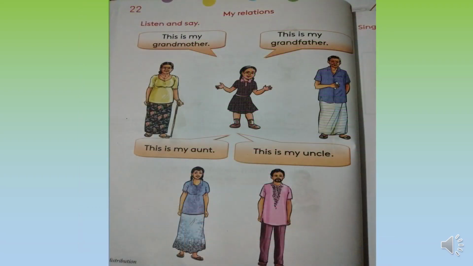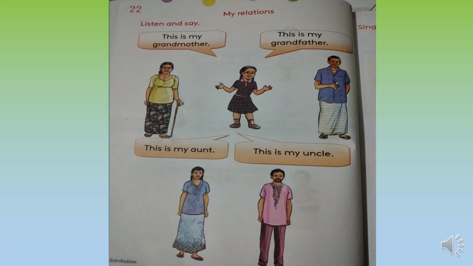Remember, in our previous lesson, we used "this is" to talk about our family members. Here, these are my relations. කවුද පුතේ relations ලා කියන්නේ? ඒ කියන්නේ අපිට ඉන්න නෑදෑයෝ.